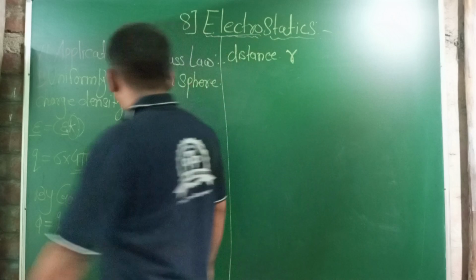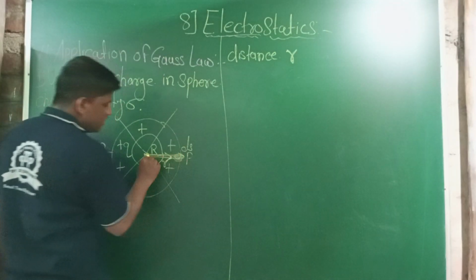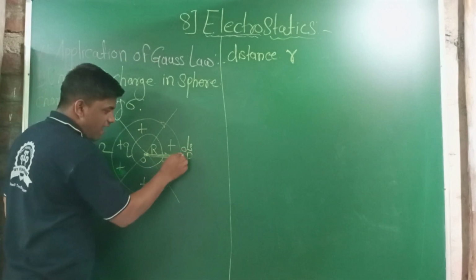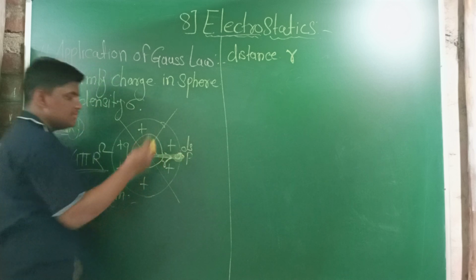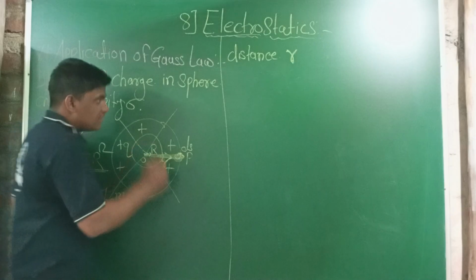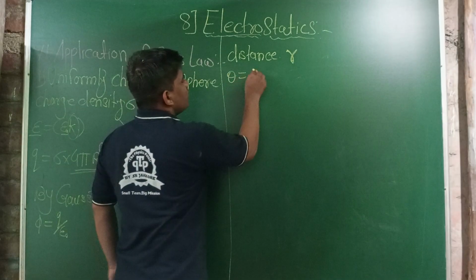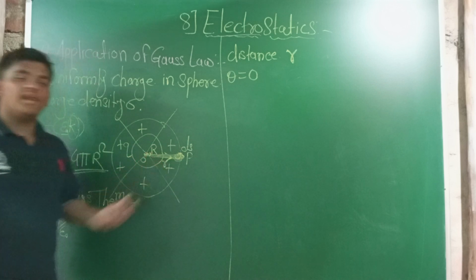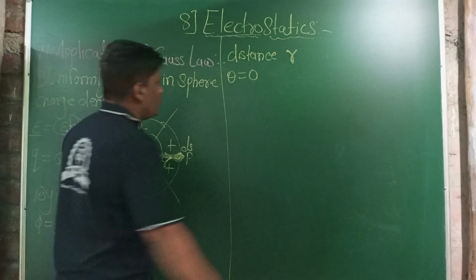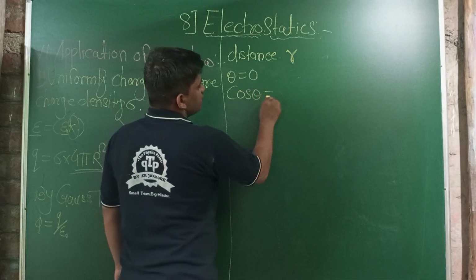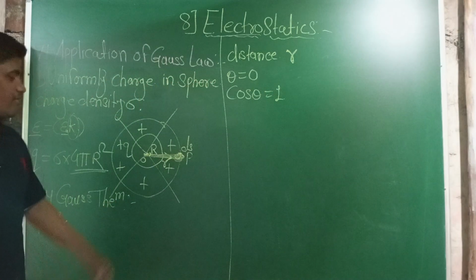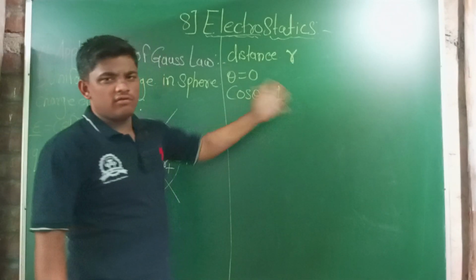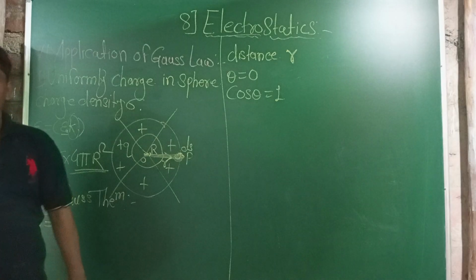Now we want to find one of the angles. The small r is along capital R, and this dS is at the same point, so the angle between them is theta. Theta must be 0. The angle between the directions of E and dS must be 0. Then cos theta is equal to 1. The value of theta is 0 and cos 0 is equal to 1. This is the simplest trigonometry.